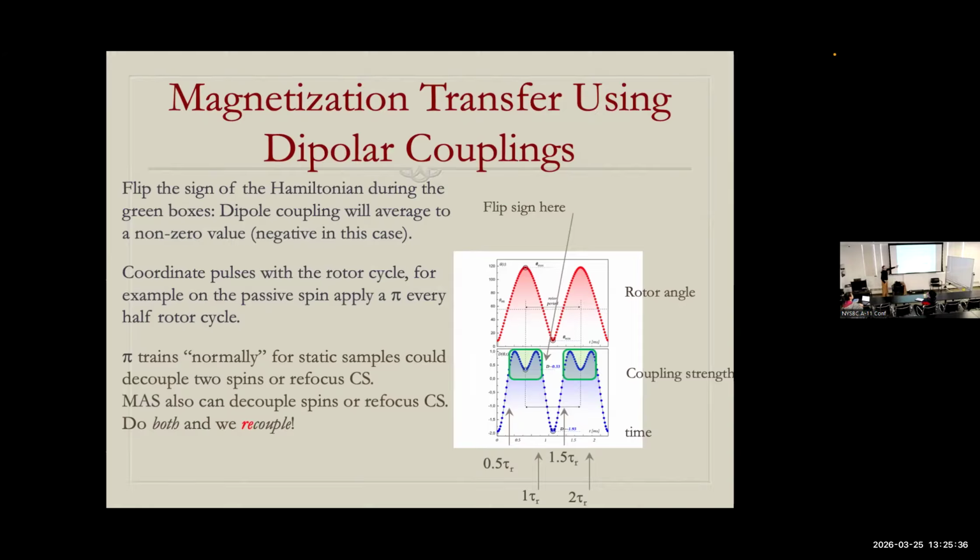So pi trains normally, if I wasn't spinning, those would be echoes, and those would remove not just chemical shift, but heteronuclear coupling as well. MAS by itself, with no pi pulses, removes the net effect of your dipole coupling. Each one of those is an eraser for dipole couplings. But the magic here is that if I apply them simultaneously and synchronously, I bring it back. It does work.